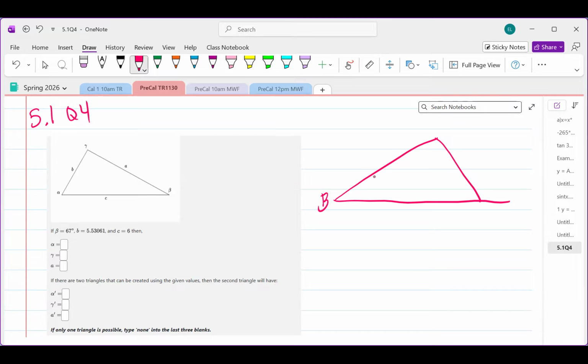So since they gave us angle B is 67 degrees, that's the angle. The side opposite that is a ridiculous 5.53061. So that is side B. And then the other one they gave us was side C was 6. So that means angle C is down here on the bottom right, and then our A's are our leftover sides.